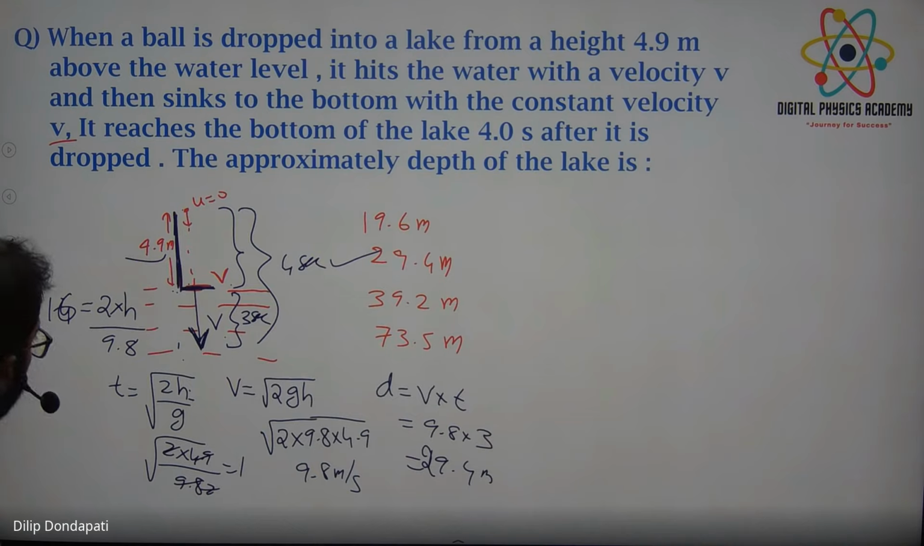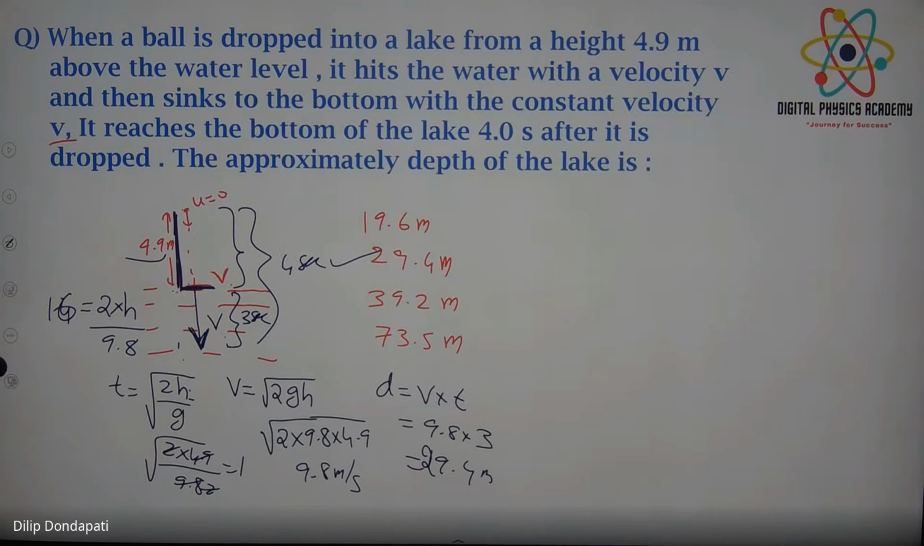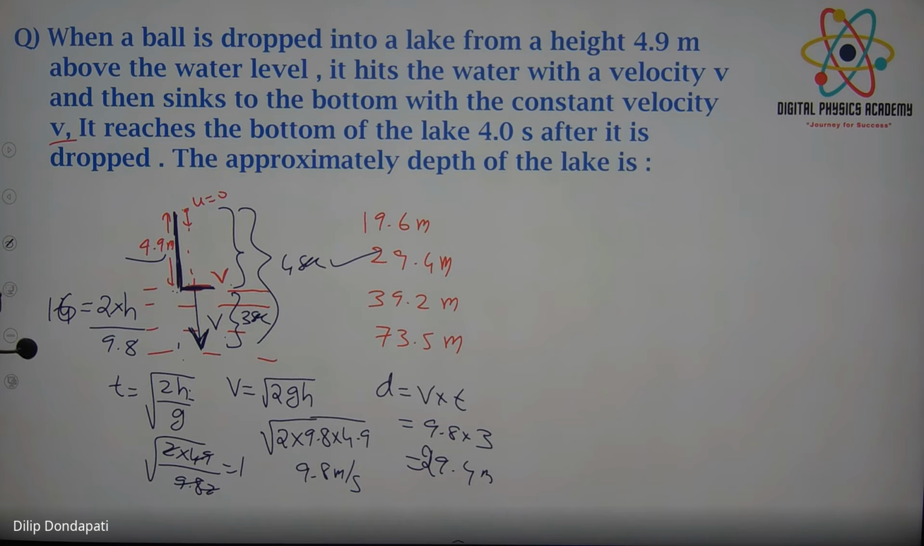How much? Calculate, otherwise. You get 73.5. You subtract 4.9 from it. Yes, like that you're doing, but that's wrong.